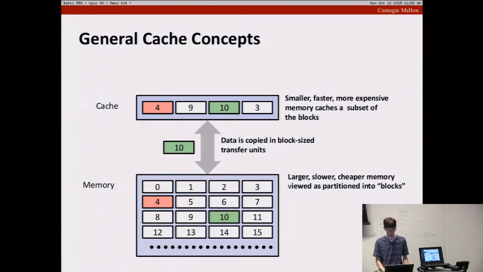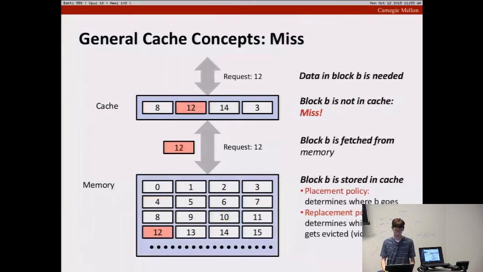So this is a distinction that parallels the distinction between the larger pieces of memory and the smaller pieces of memory. We want the smaller things to be faster.